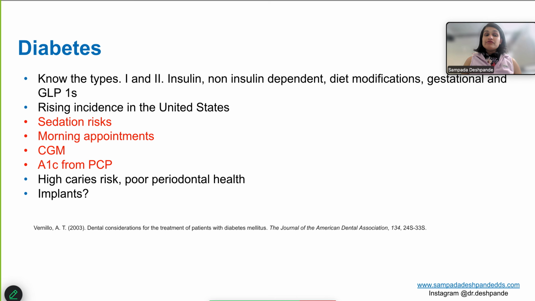Patients with diabetes, unfortunately, do tend to have a higher risk for caries as well as periodontitis, so they need to be taken care of pretty well. Are implants a good consideration for patients with diabetes? Yes and no. It really depends on how well their diabetes is controlled. If they are well controlled, then you can definitely do implants, but it does pose quite a few risks with it.